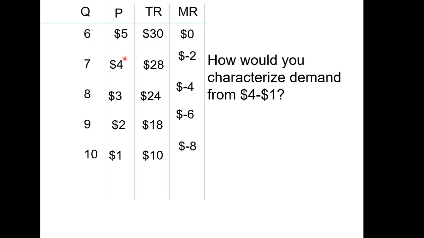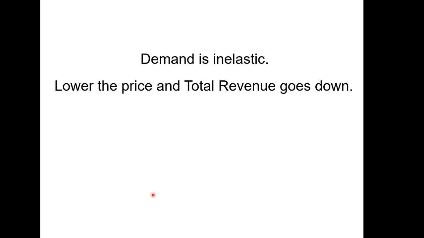Now let's add some numbers here. And what do we notice from $4 to $1? Okay, so we were at 30 at $5. Now every time I lower the price, what starts to happen? Total revenue is going down. So from here to here, price and revenue are going in the same direction. Demand is inelastic. We lower the price, revenue goes down. Same direction, inelastic.